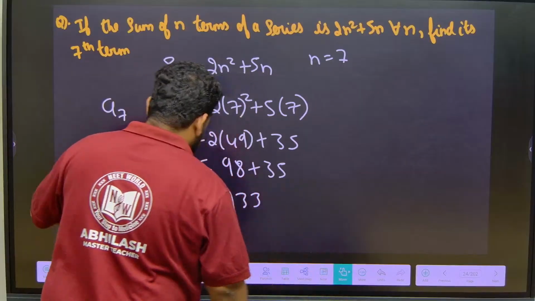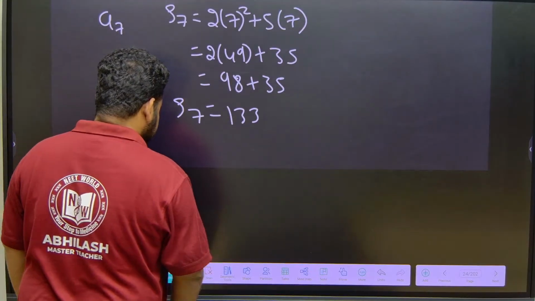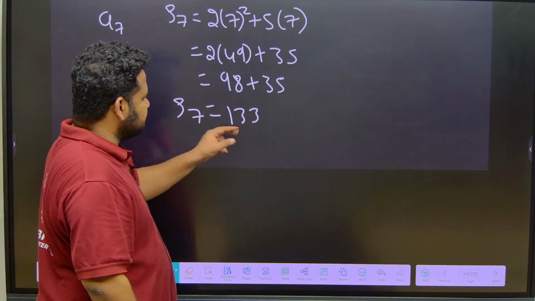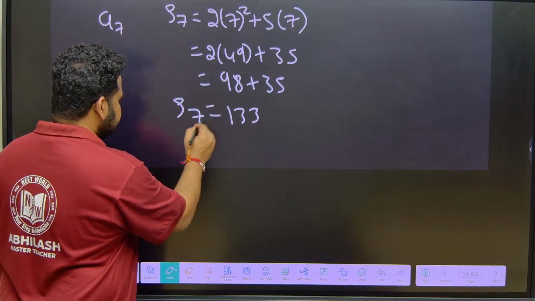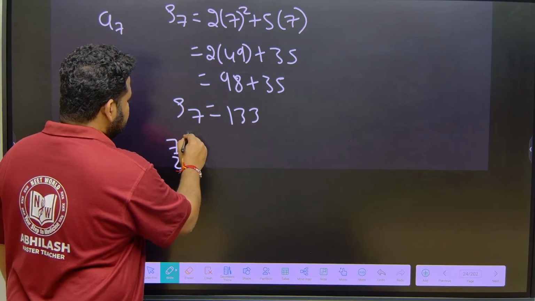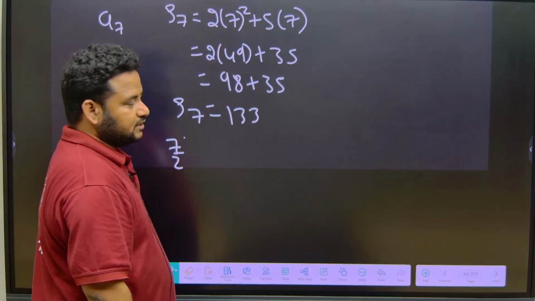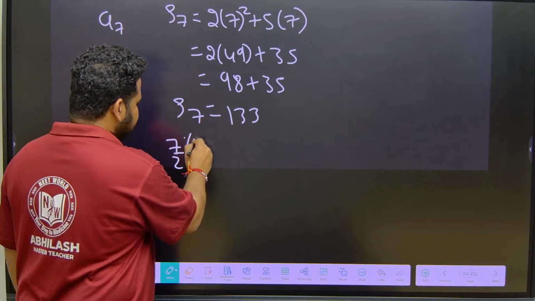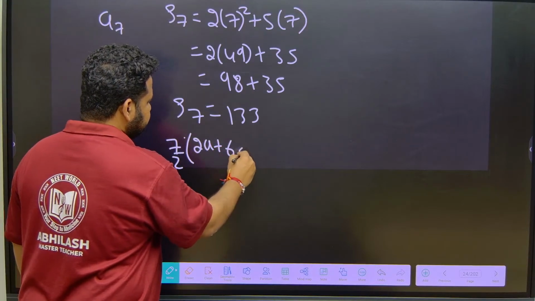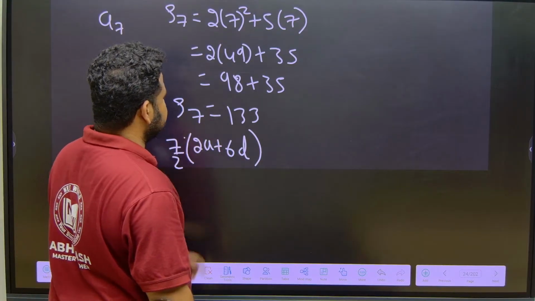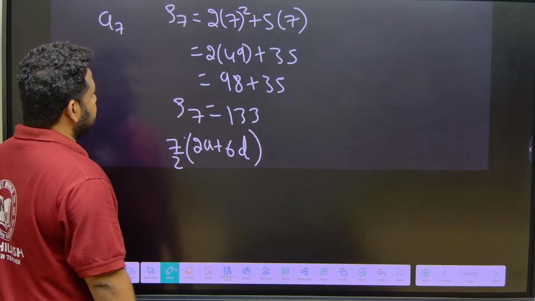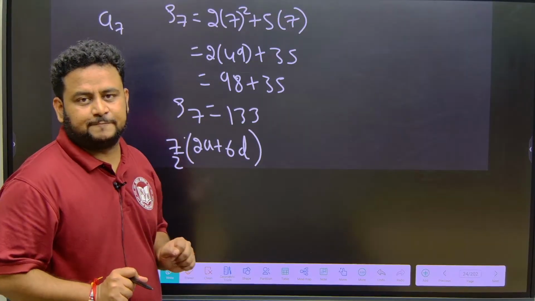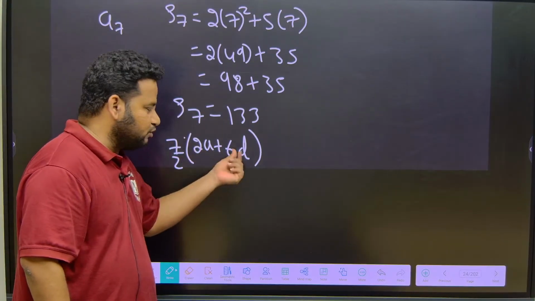Now the formula for S7 is n by 2 into 2a plus n minus 1 into d. So n by 2 is 7 by 2, into 2a plus n minus 1 into d, which is 2a plus 6d. So S7 is 133. Now using this formula, can we find the value of a7? Definitely not. Why? Because we don't know the value of a and we don't know the value of d.